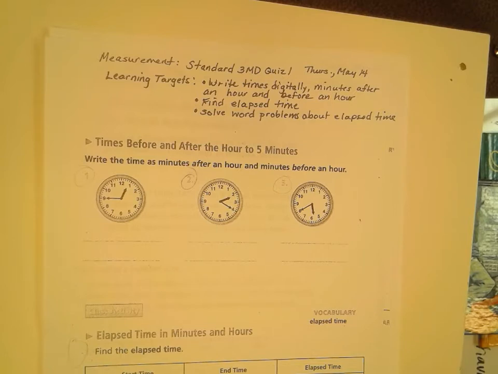So learning targets: today we're going to write time digitally, minutes after the hour and before the hour. We're going to find elapsed time, time that's passed, and solve some word problems with elapsed time. I would love for you to have some scratch paper so you can write down some things with me. When you think you know the answer, you can write it down. See if you can beat me to the answer. And then you'll go to Think Central and do the assignment there as well.